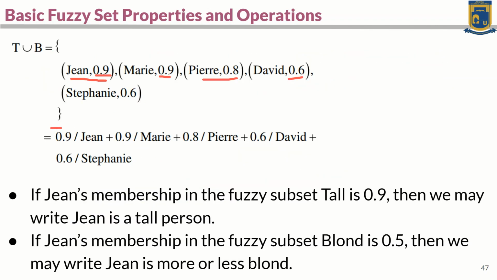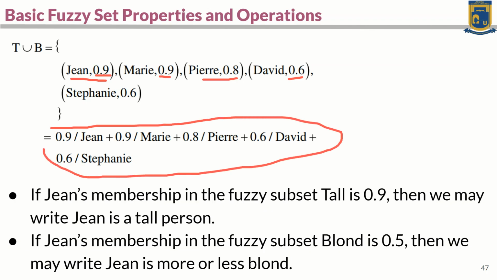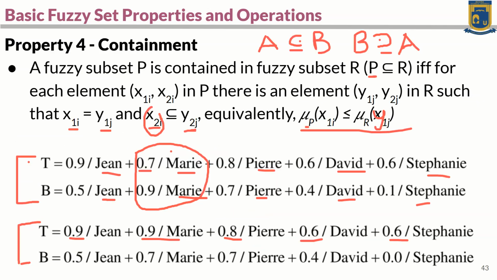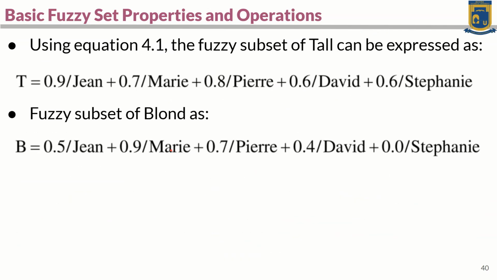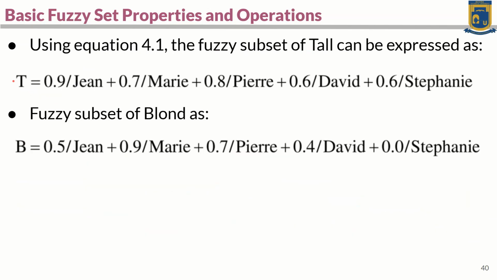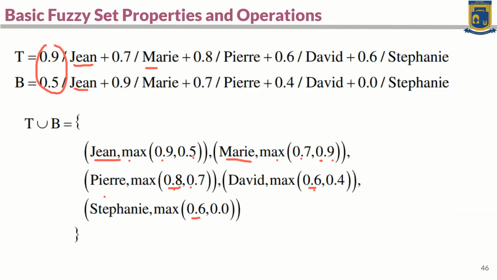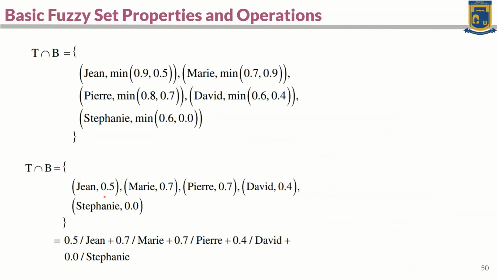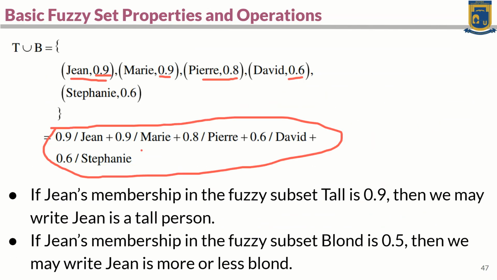So when we finish, this is how we present our answer. I showed you this before. Let's go back so that I'll show you, those of you who joined late. This is what I expect in the exams. This is how you put things, how you write your subset, because the union is going to be a subset on its own, so it is written this way. So as you can see, 0.9 Jane plus 0.9 Marie plus 0.8 Pierre plus 0.6 David plus 0.6 Stephanie.